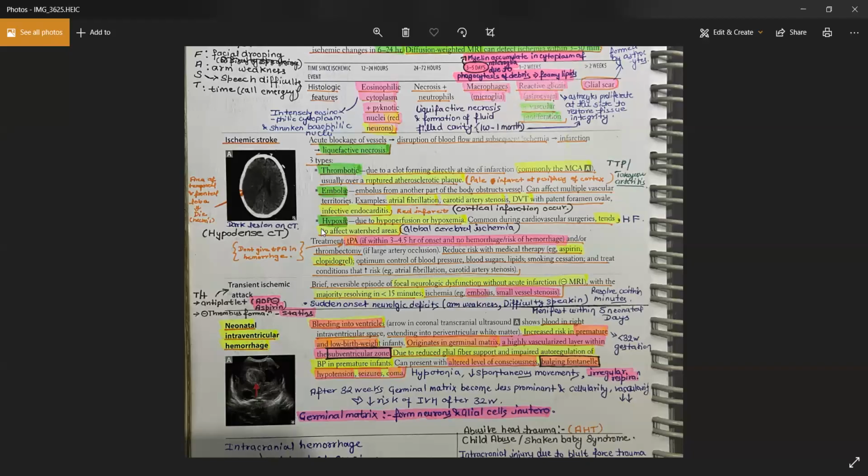Now, next one is the hypoxia. You will get the hypoxia whenever you get any kind of shock. It could be a cardiogenic shock. It could be anaphylaxis. It could be a septic shock. It could be dehydration, right? So any kind of shock can cause the hypoxia.